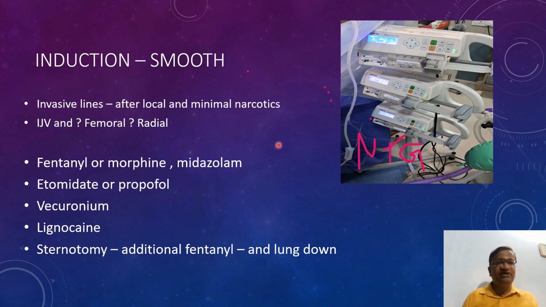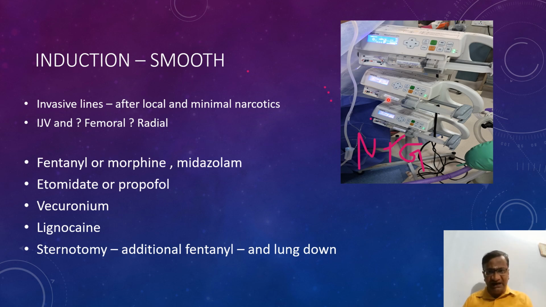Now we start invasive lines, give some fentanyl and whatever narcotics, and start local with right IJV, femoral and or radial. People start femoral also sometimes, because in sick patients, if you want to do IABP, we can easily do the intra-aortic balloon pump if we have a femoral. So people start femoral first of all, and there are people who start only radial, and if needed, they start an additional femoral. So fentanyl or morphine and midazolam.